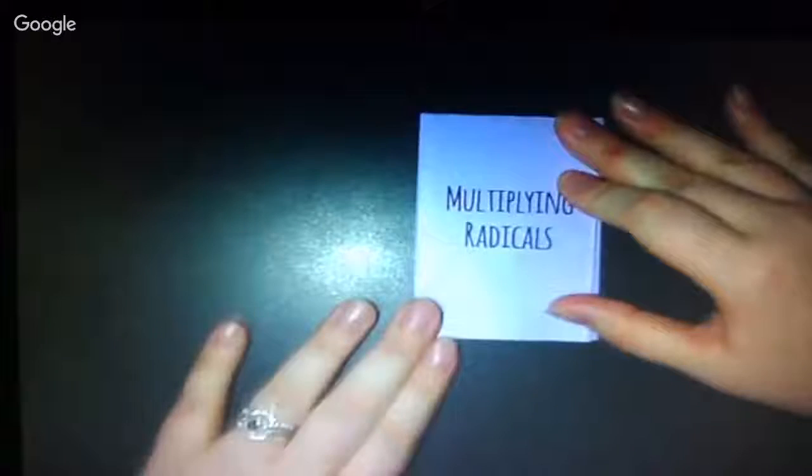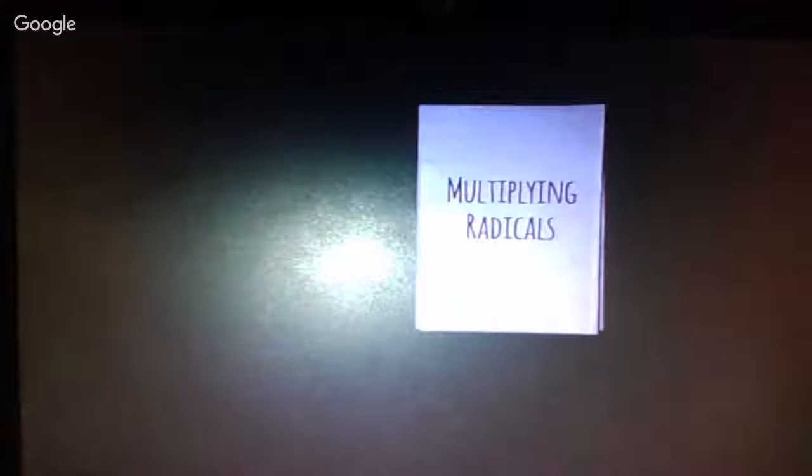Okay. You're having deja vu. All right, friends. Math time. We did the art of paper folding and now it's math time. All right.